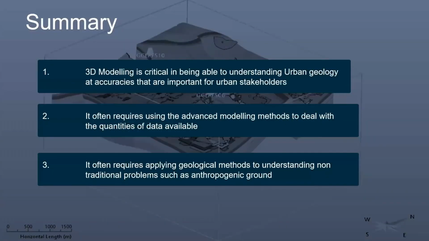So just in summary, 3D modeling is critical to understanding urban geology, and accuracy is really quite important for the stakeholders. We found that, particularly trying to get the resolution at the site scale, the implicit methodologies that are becoming more accessible are really good at giving that site scale accuracy. And I think what's interesting is that it often requires using traditional geological understanding, like what my colleagues did in London, to understand non-traditional problems like anthropogenic ground.